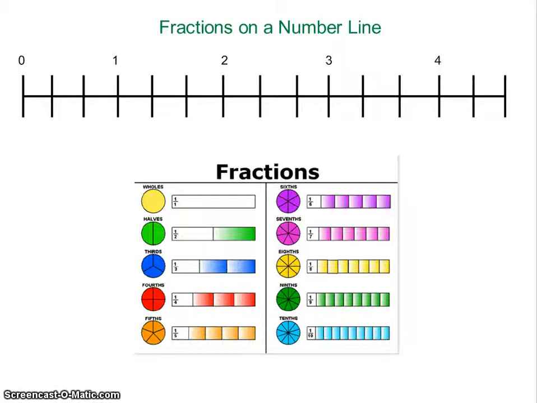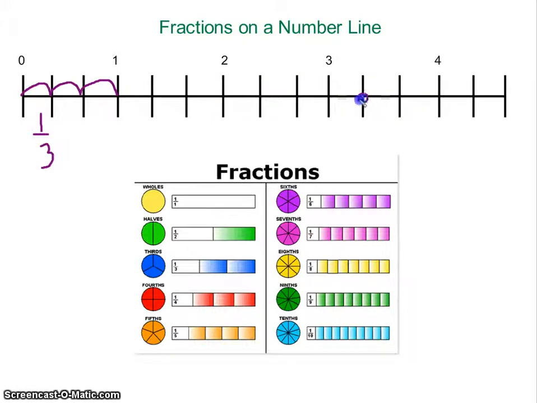Alright, how about these fractions? Can you count up your equal pieces between 0 and 1 to see what fraction you're counting by? Well, there are 1, 2, 3 equal parts between 0 and 1. That means each one of these is 1/3.